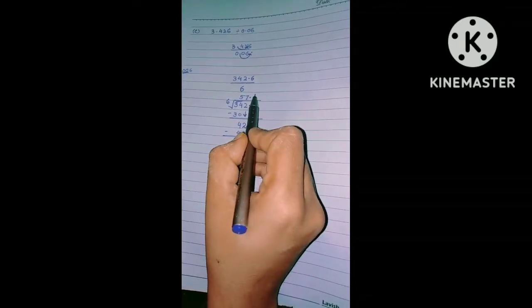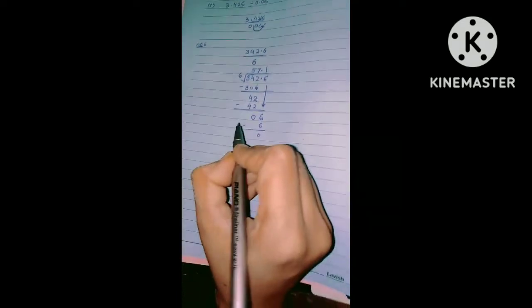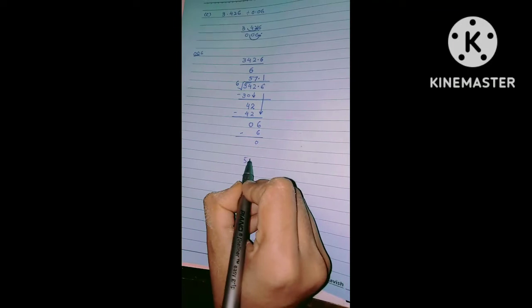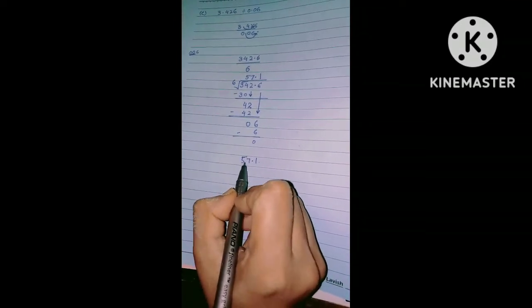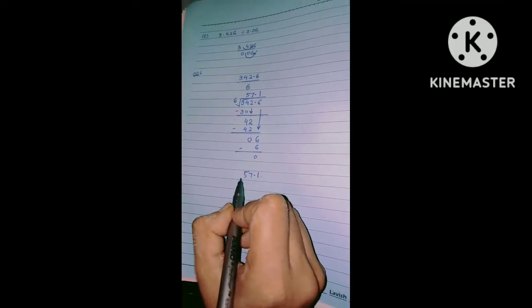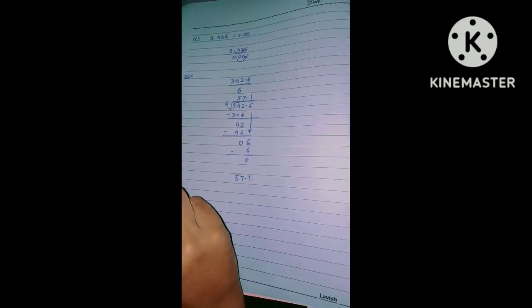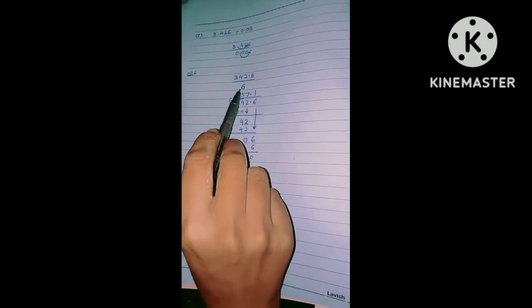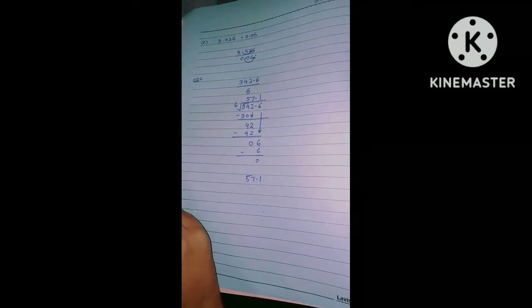Now 6 1s are 6. So this is how you have to divide. So your answer is 57.1. Okay, so I hope that question 8 is clear to you, how to divide decimal numbers and how to make the divisor a whole number. Because when the divisor is a whole number, then you can easily divide it. Now we'll move forward to question 9.